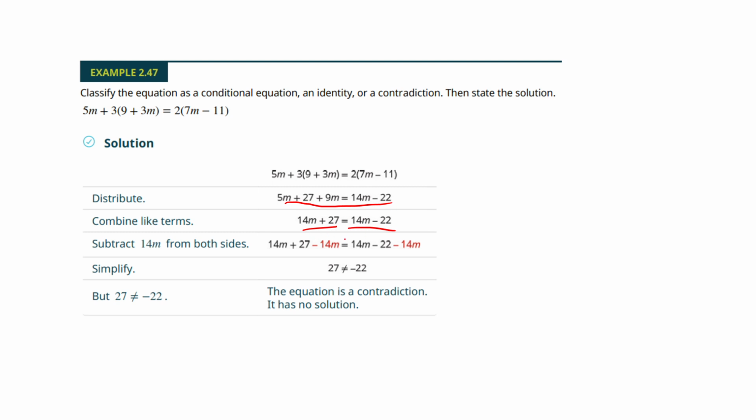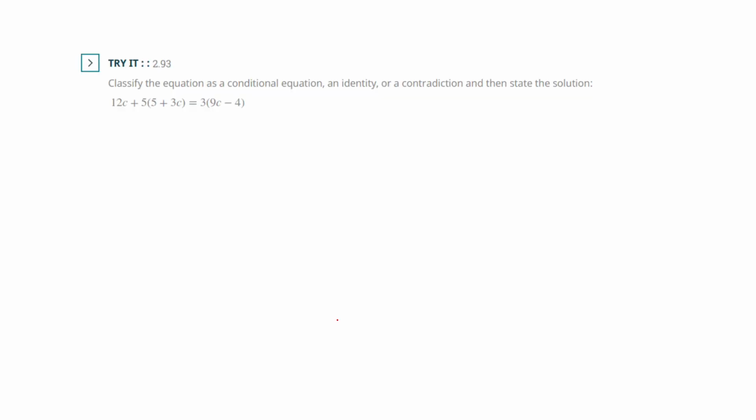When I do that, I subtract 14 from both sides, and I get something that is not telling the truth. 27 does not equal negative 22, so it's a contradiction. That is not a solution. So I should say this, it's a contradiction and it has no solution. All right, let's try another one.